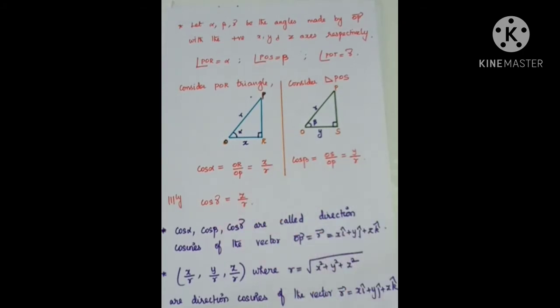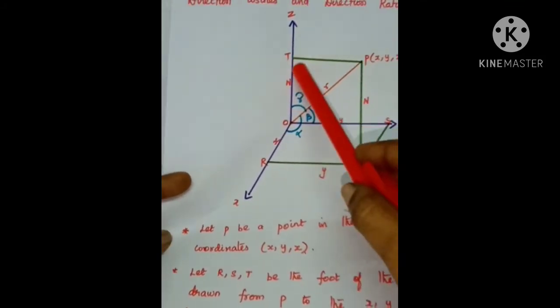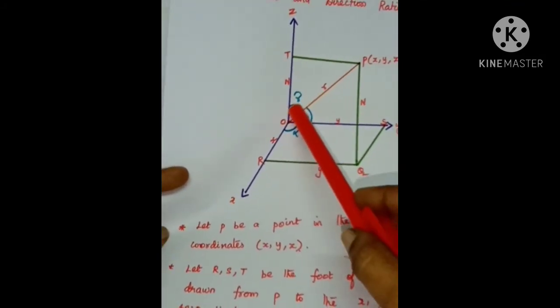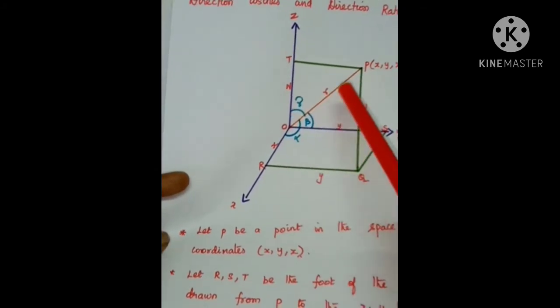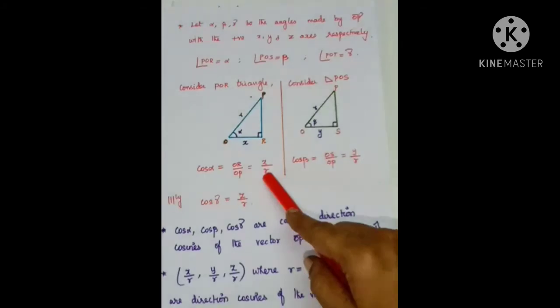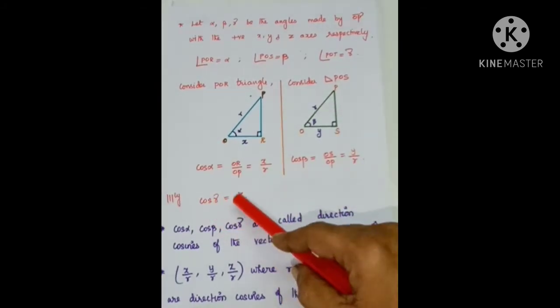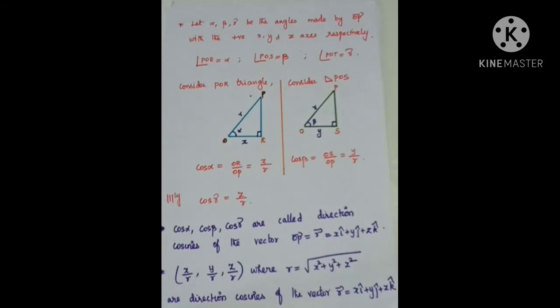Similarly, cos gamma. If you consider the next triangle PTO, you see that this angle is 90 degrees. In the same way, cos gamma is equal to z by r. So cos alpha is equal to x by r, and cos beta is equal to y by r, and cos gamma is equal to z by r.